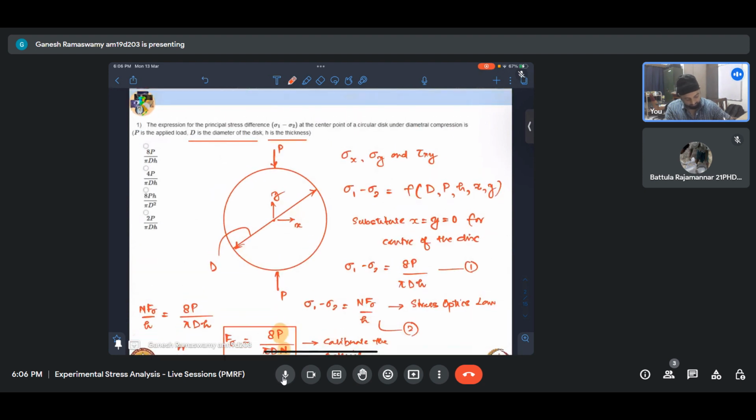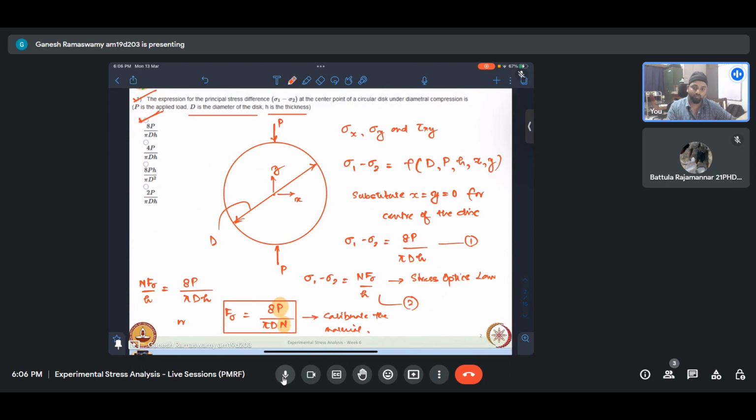Okay, so this happens to be the correct answer: 8P by pi D H is the actual expression. Now there are other ways to make this more statistically stable, where we do not focus on one point but on multiple points, and then define an error function and do least squares regression based on that. This is just a graphical least squares; you actually work it out by sampling different points so that your results become statistically stable. So I hope that this is clear. If there are any questions, please do ask.